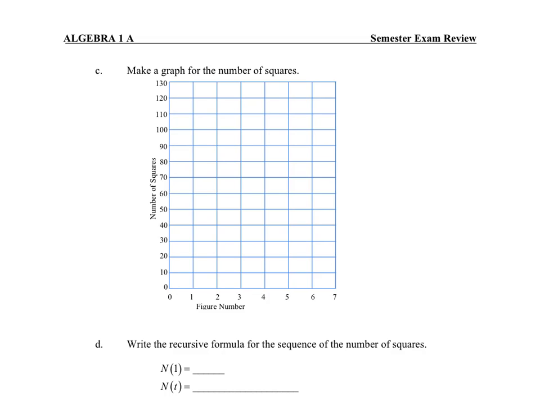Part C asks us to make a graph for the number of squares. So using that table, when there was 1 figure, we had 1 block. When there were 2 figures, we had about 2 blocks. Figure 3, we had 4 blocks. Figure 4, we had 8 blocks. Figure 5, we had 16 blocks. Figure 6, we had 32 blocks. And figure 7, we had 64 blocks. So this is what your table or your graph should look like.